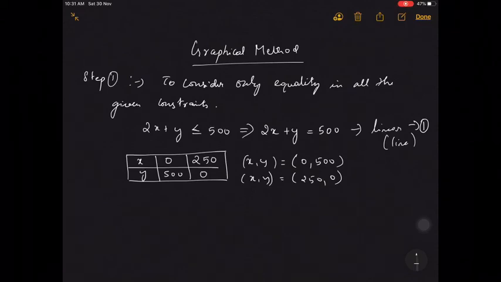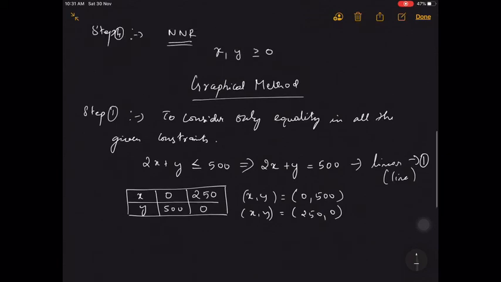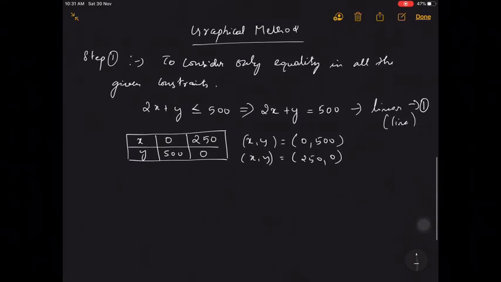Okay, so we have done the first constraint. Now let's consider the second constraint. Where is the second constraint? It says x is less than or equal to 150.